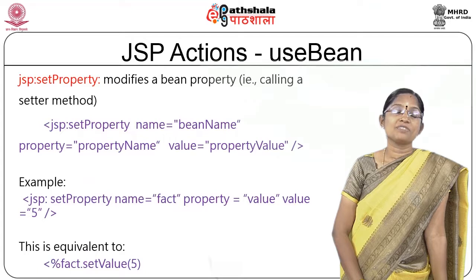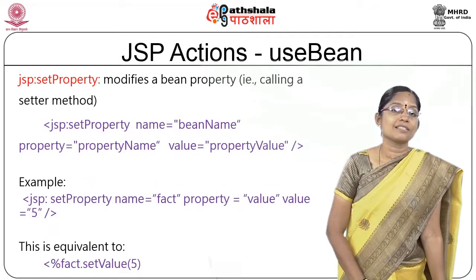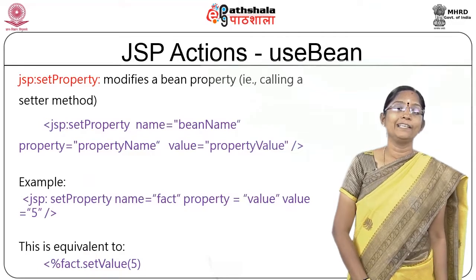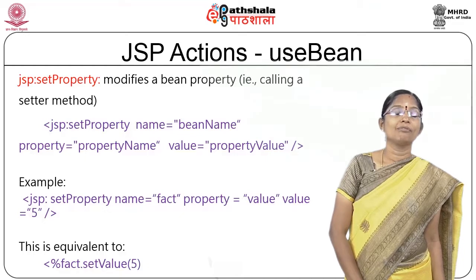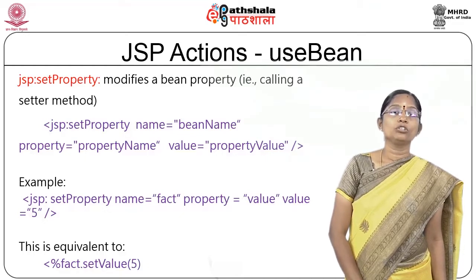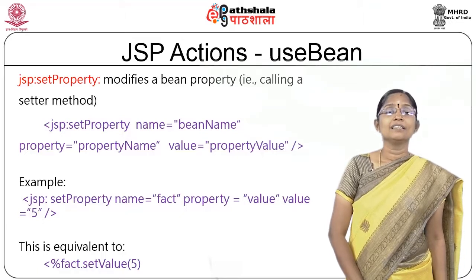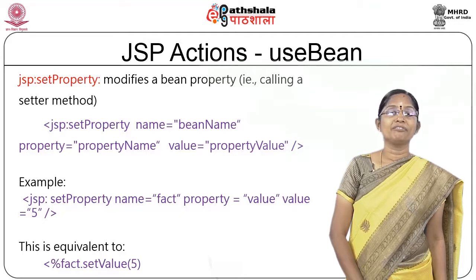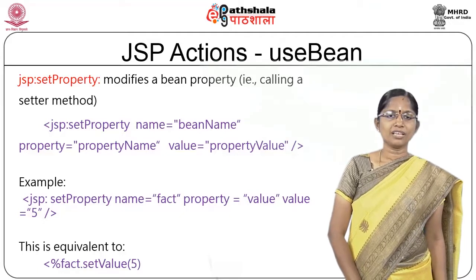Then the subsequent one is called set property. The earlier one is used to read and output the value, whereas the second one, set property, is used to write some value into the bean property. Again, the name of the bean has to be given, property of the bean and value of the bean has to be given. You can go through the example. Set property, name is equal to fact, it is nothing but an instantiation of the bean class. Property is equal to value, where value has been assigned as 5. This is more or less equivalent to the scriptlet fact.setValue(y), which is nothing but initializing some value to the tag.